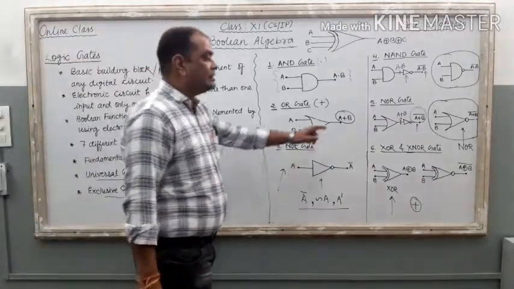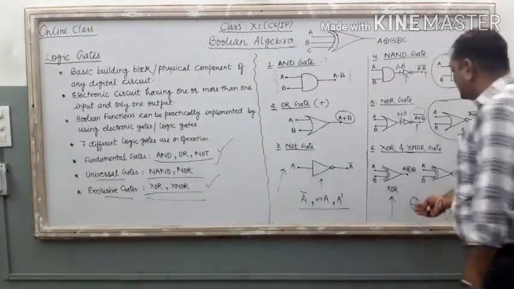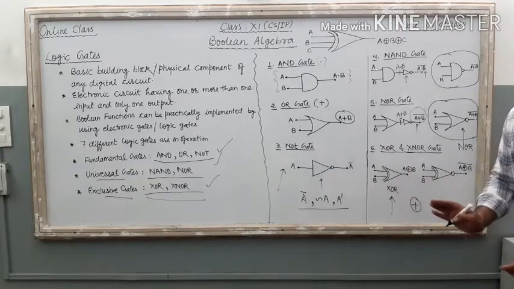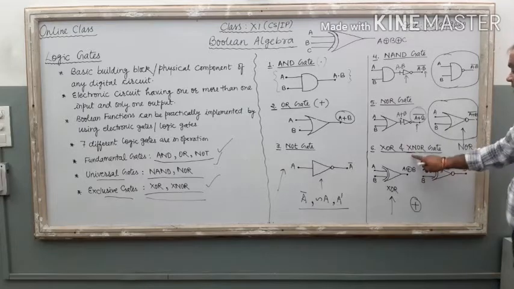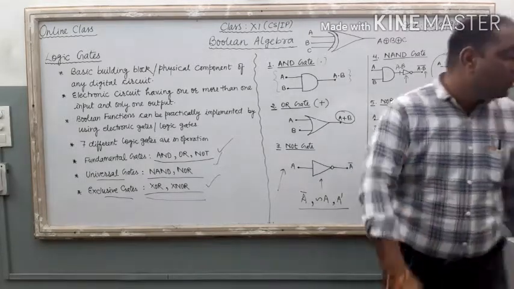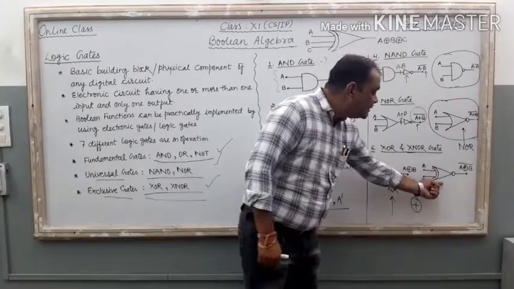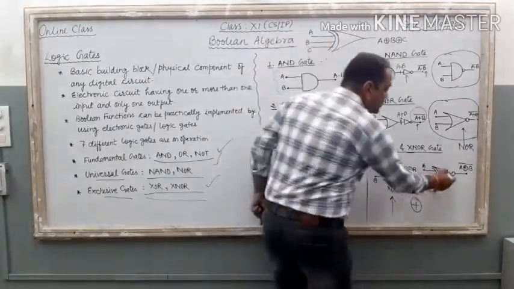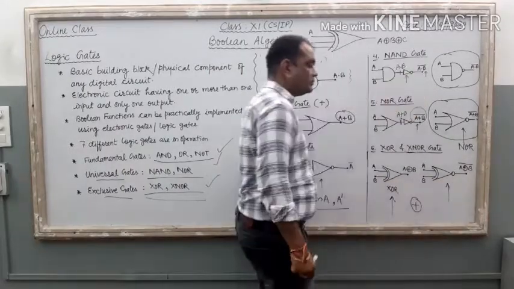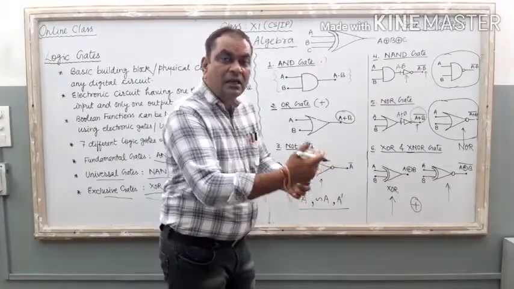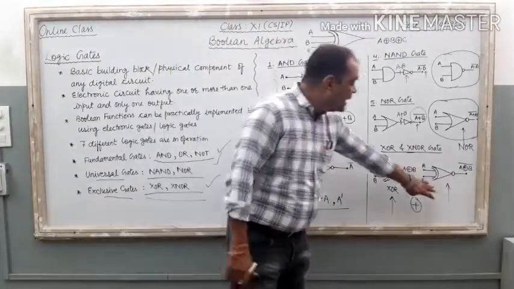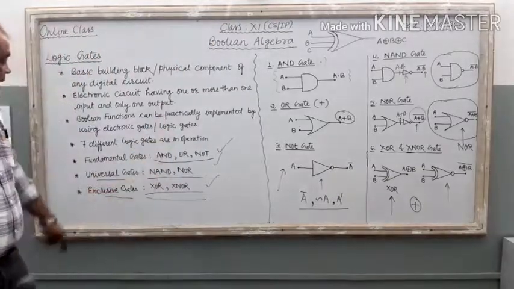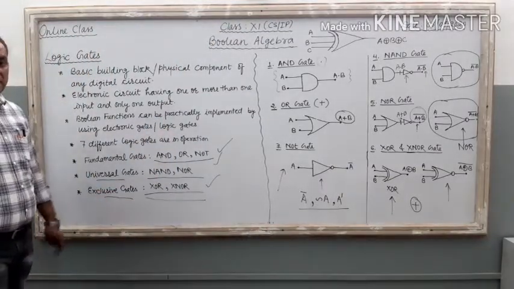Now the last one is XNOR. XNOR means XOR gate is there, and if you add a NOT gate with this XOR gate, XNOR will be formed. Just see the diagram. XOR gate, and if you add NOT gate after this output signal, the diagram looks like this one. XOR with a circle represents NOT gate. So here it is the diagram of the XNOR gate. It is the exclusive gate of our Boolean algebra.